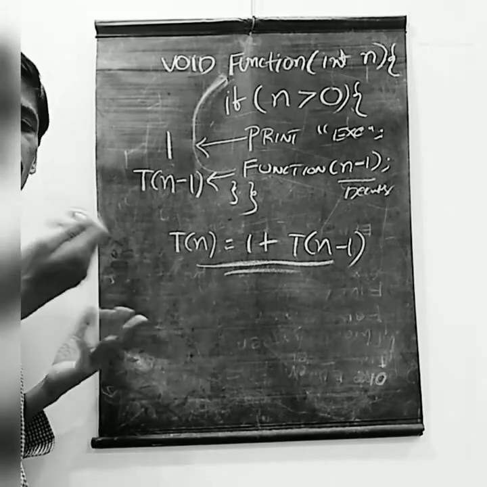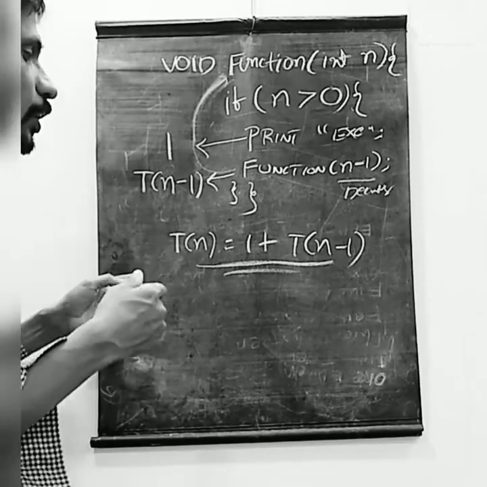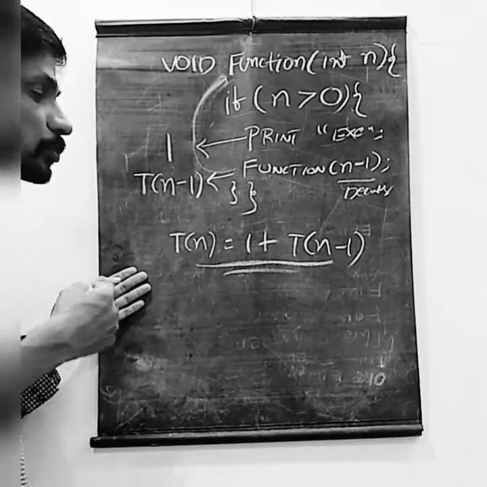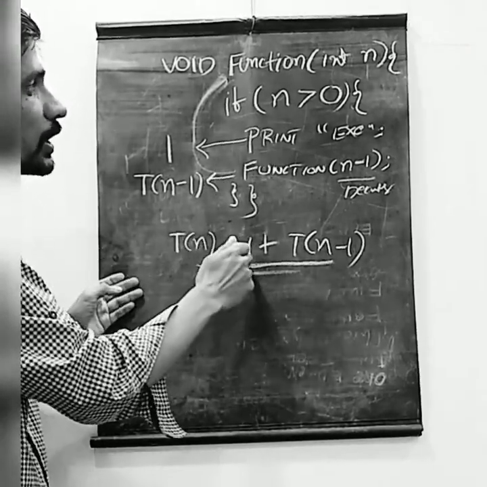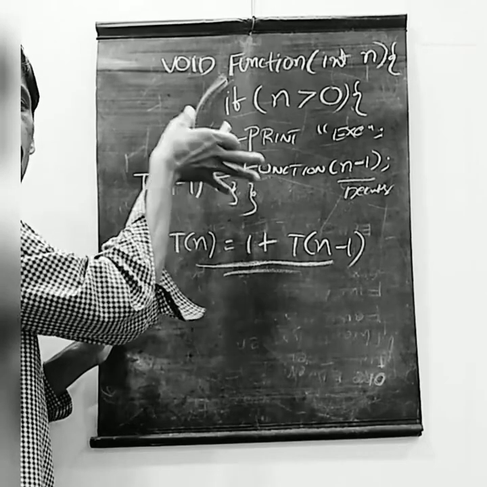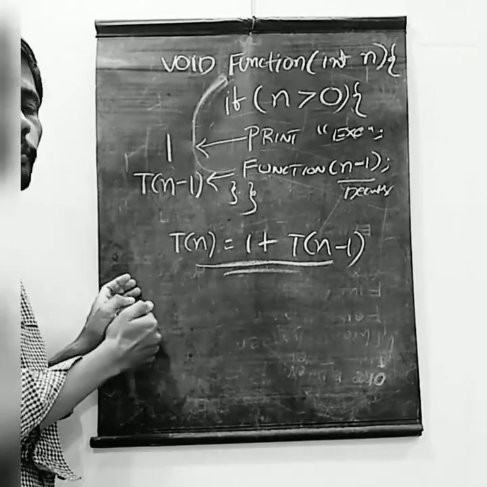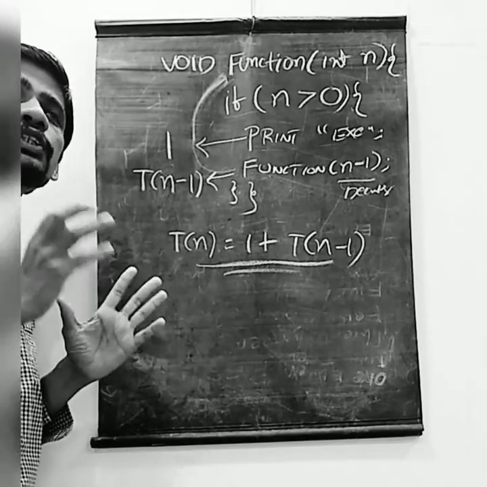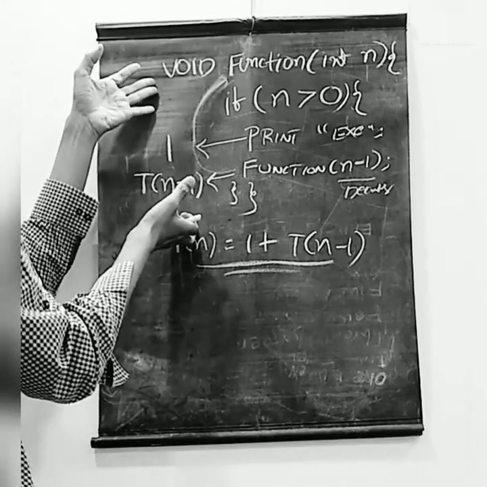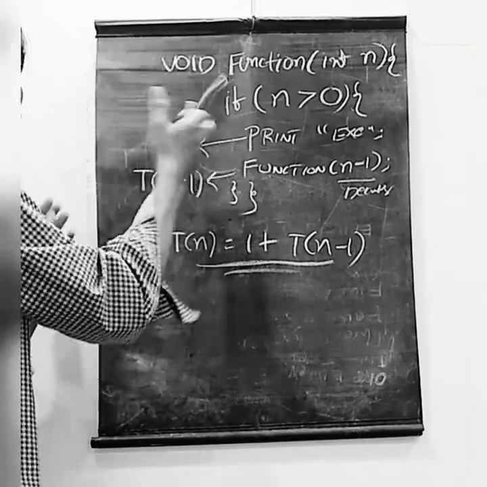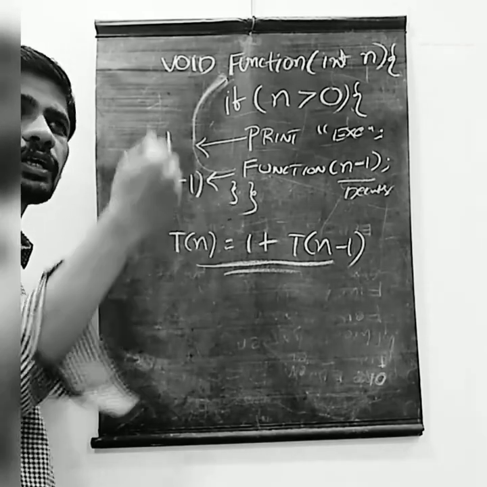Constant, n, root n, log n, n square, n cube, n power n, exponential, polynomial time, everything. So we will try to understand how we can find the complexity of this program by using a recursive tree. Okay, so what we will do is execute this program via a basic tree structure.